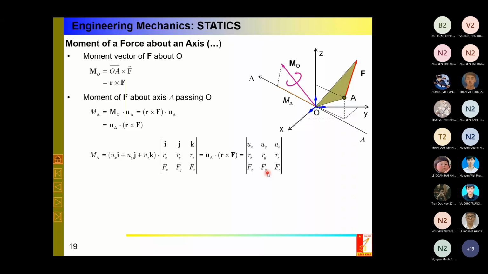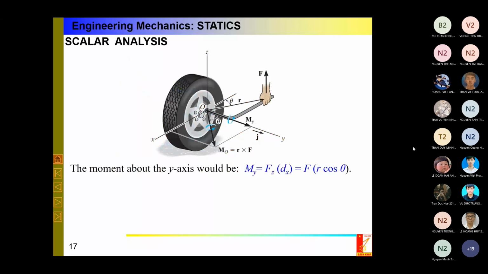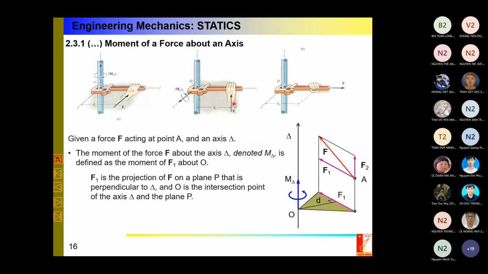Okay, and from this we have one remark. Very important, because sometimes it saves your time and effort. If force F is parallel to delta, or the force F intersects delta, then in this case the moment of force F is 0. It is quite easy. It can be seen from the picture I have already shown you some minutes before. Here, if I have the force F parallel to this axis Z, then the moment of force F about the Z axis is 0.